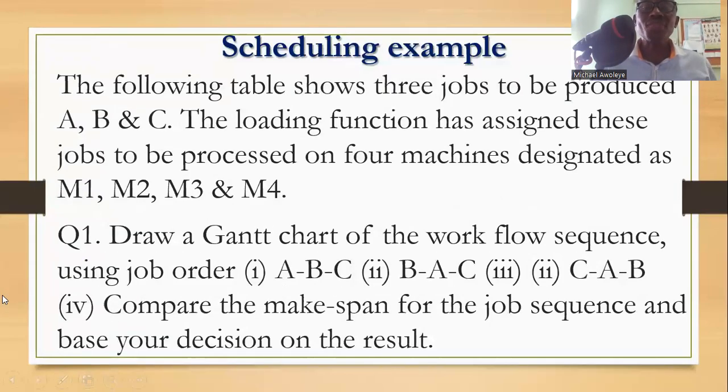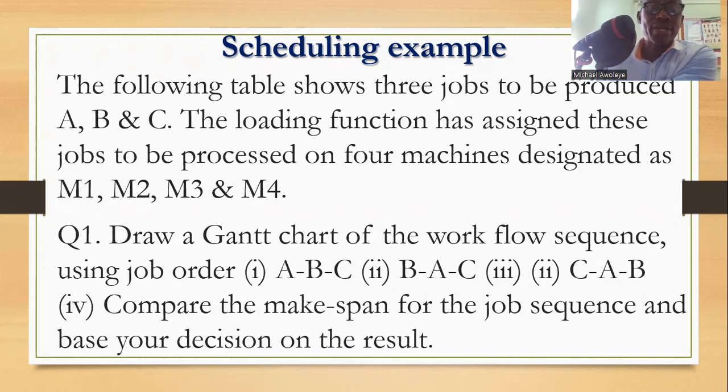So this involves shop floor control, which consists of communicating the status of orders and the productivity of workstations. This is a very good example which we are going to solve in this short video. The following table shows 3 jobs to be processed, jobs A, B, and C. The loading function has assigned these jobs to be processed on 4 machines, designated as machine 1, machine 2, machine 3, machine 4.